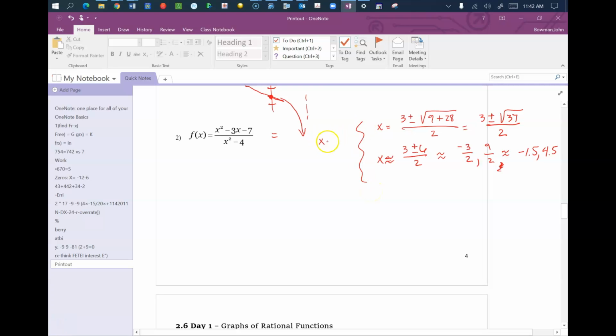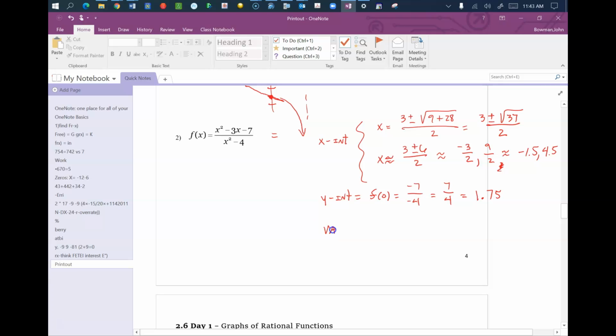So let's label those as x-intercepts. Y-intercepts. Well, the y-intercept is equal to f of 0, and f of 0 is -7 over -4, which is positive 7/4, which is equal to 1.75.